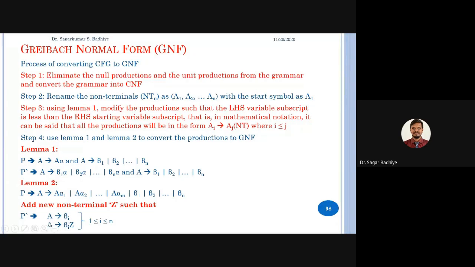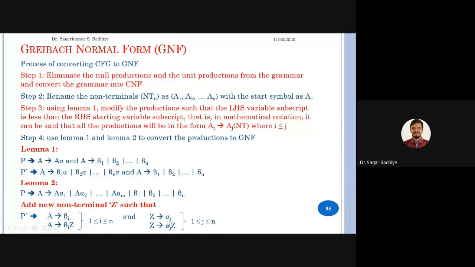Then we'll add a new non-terminal Z for these beta rules. So A derives to beta i Z. So it would be beta 1 Z, beta 2 Z, beta 3 Z, and so on, beta n Z for all the beta rules. Okay, and then we'll add rules for Z such that it would introduce alpha on the right hand side, like this. So we'll add a rule for Z, that Z can be replaced by alpha j. Now j can be alpha 1, alpha 2, dot dot dot alpha m.